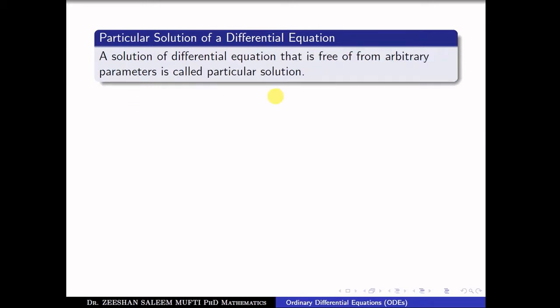But on the other hand, the particular solution of a differential equation. A solution of a differential equation that is free from arbitrary parameters is called a particular solution. What is the difference between these two solutions? I will explain with some examples.